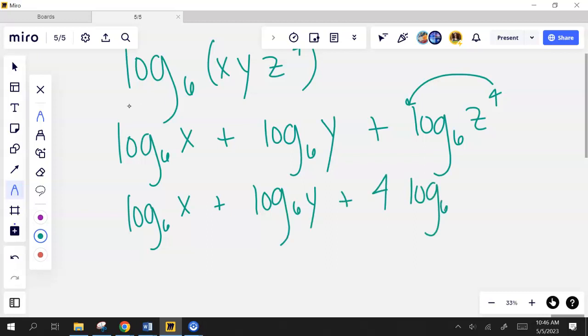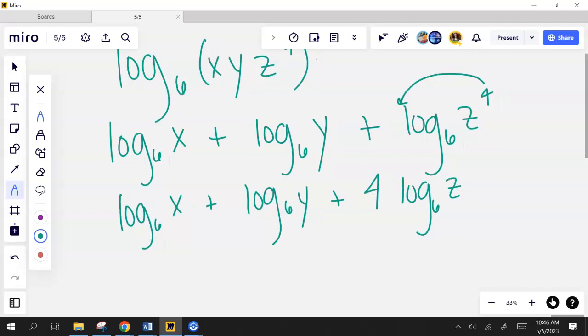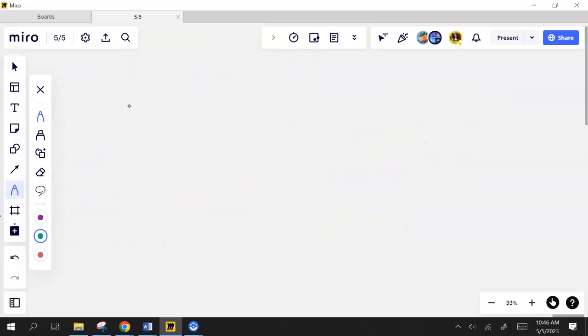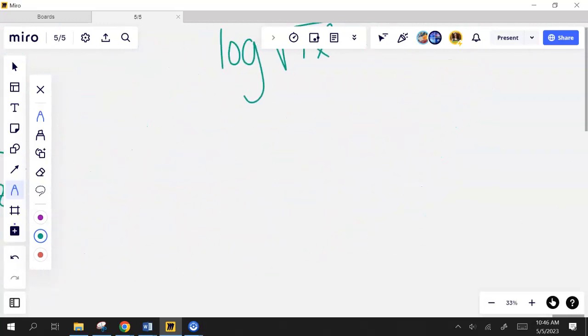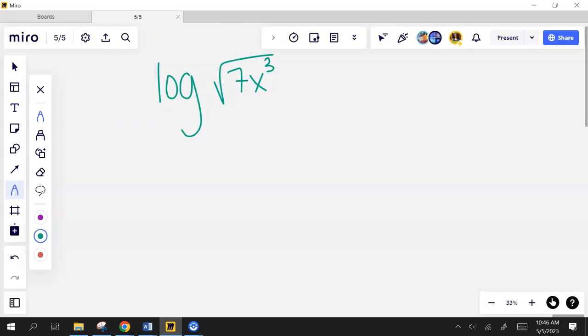But just for the sake of example. No, that's the most you can do. Expand. I'll tell you: expand the following. Condense the following.